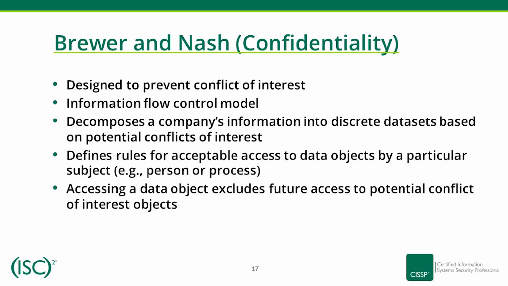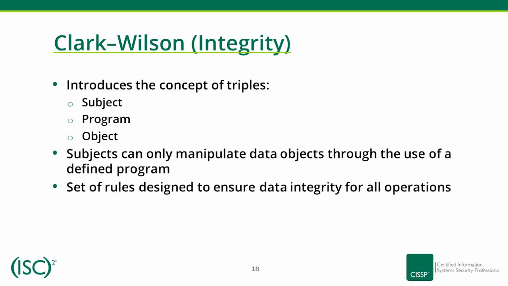Brewer and Nash, confidentiality. Designed to prevent conflict of interest. Information flow control model. Decomposes a company's information into discrete datasets based on potential conflicts of interest. Defines rules for acceptable access to data objects by a particular subject, for example, a person or process. Accessing a data object excludes future access to potential conflict of interest objects.